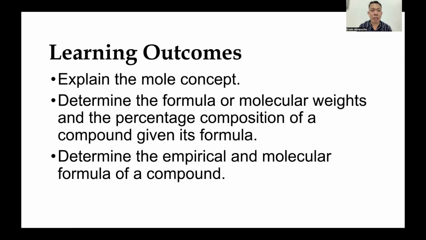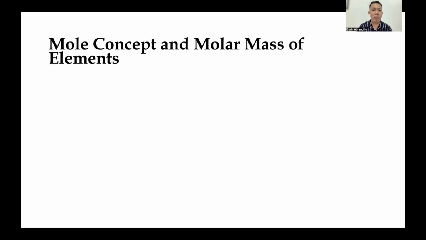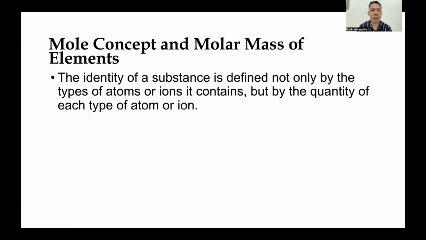So let us now begin with the first lesson, which is mole concept and molar mass of elements. So the identity of a substance is defined not only by the types of atoms or ions it contains, but by the quantity of each type of atom or ion. Of course, you have to recall the difference between an atom and an ion. However, the identity is not just defined by the types of atoms or ions that it contains, but by the quantity of each type of atom or ion.